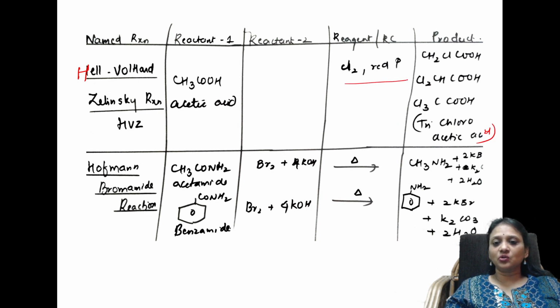What do you require? Chlorine and red phosphorus. So you're going to prepare alpha halo acids. Adjacent to the carboxylic acid, you'll be adding a halogen and preparing alpha halo acids.